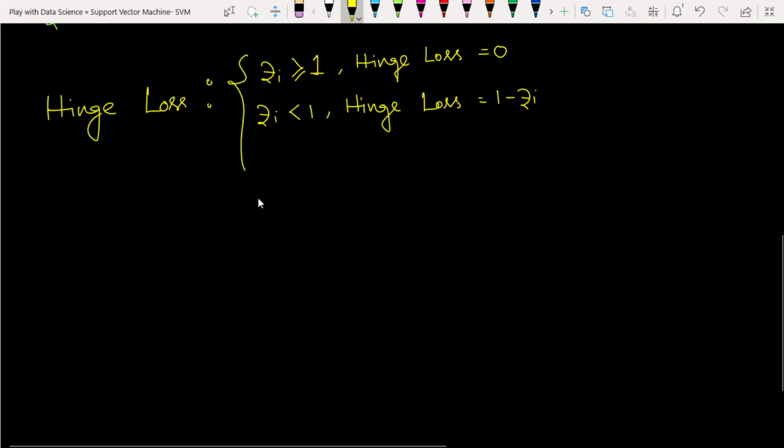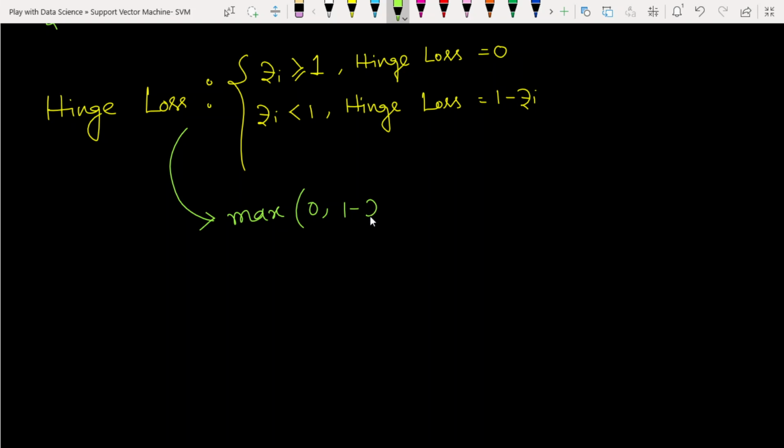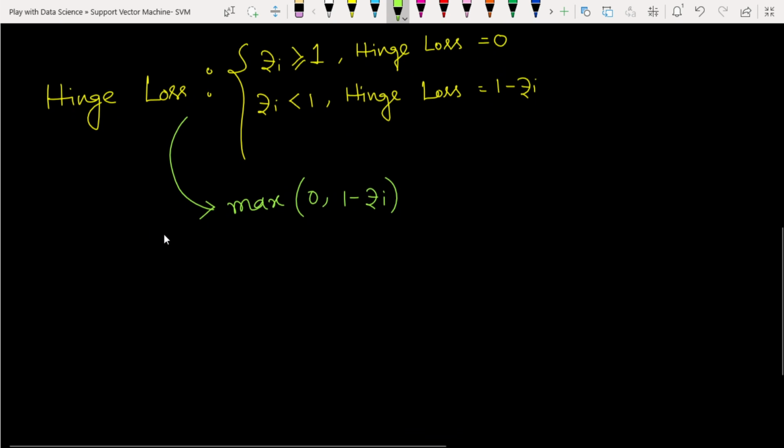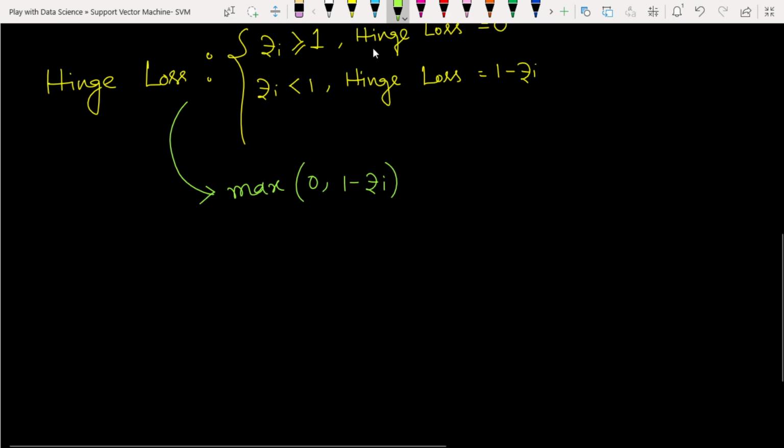Now I will write these two-line equations in a single line. How will I write this equation? If I write it in this form, max of 0, 1 minus Zi, then this is the same as the two-line form. Why? Let's take case 1 first.